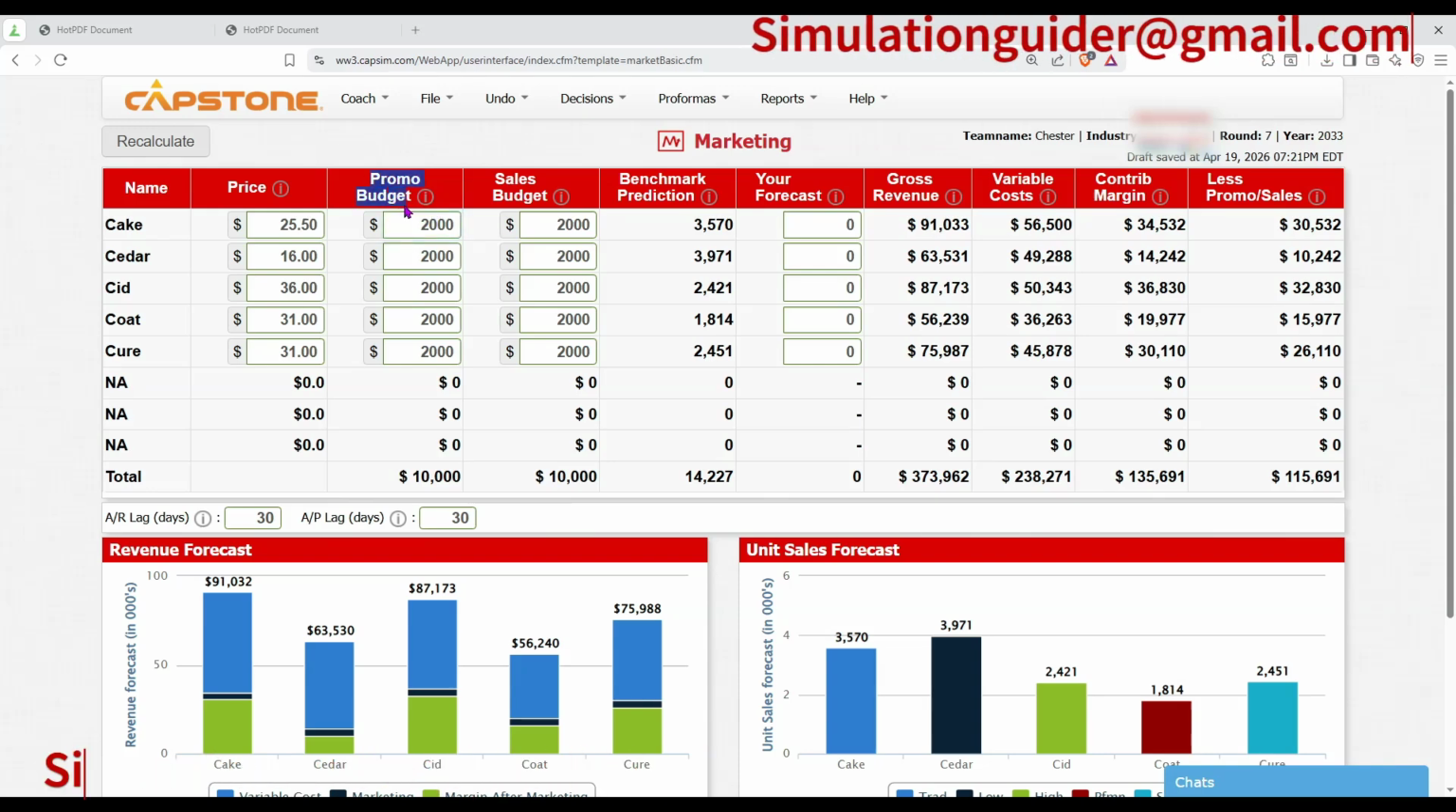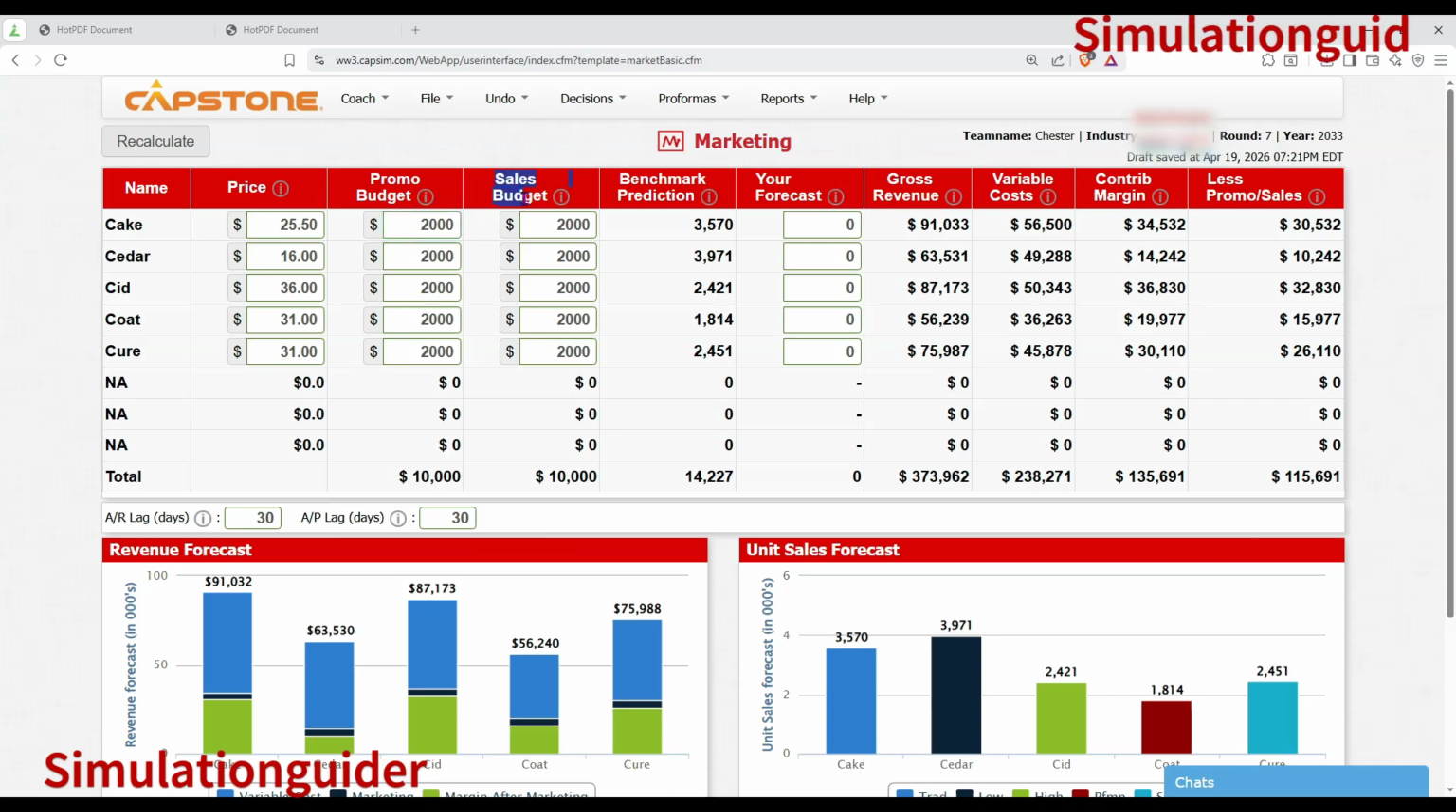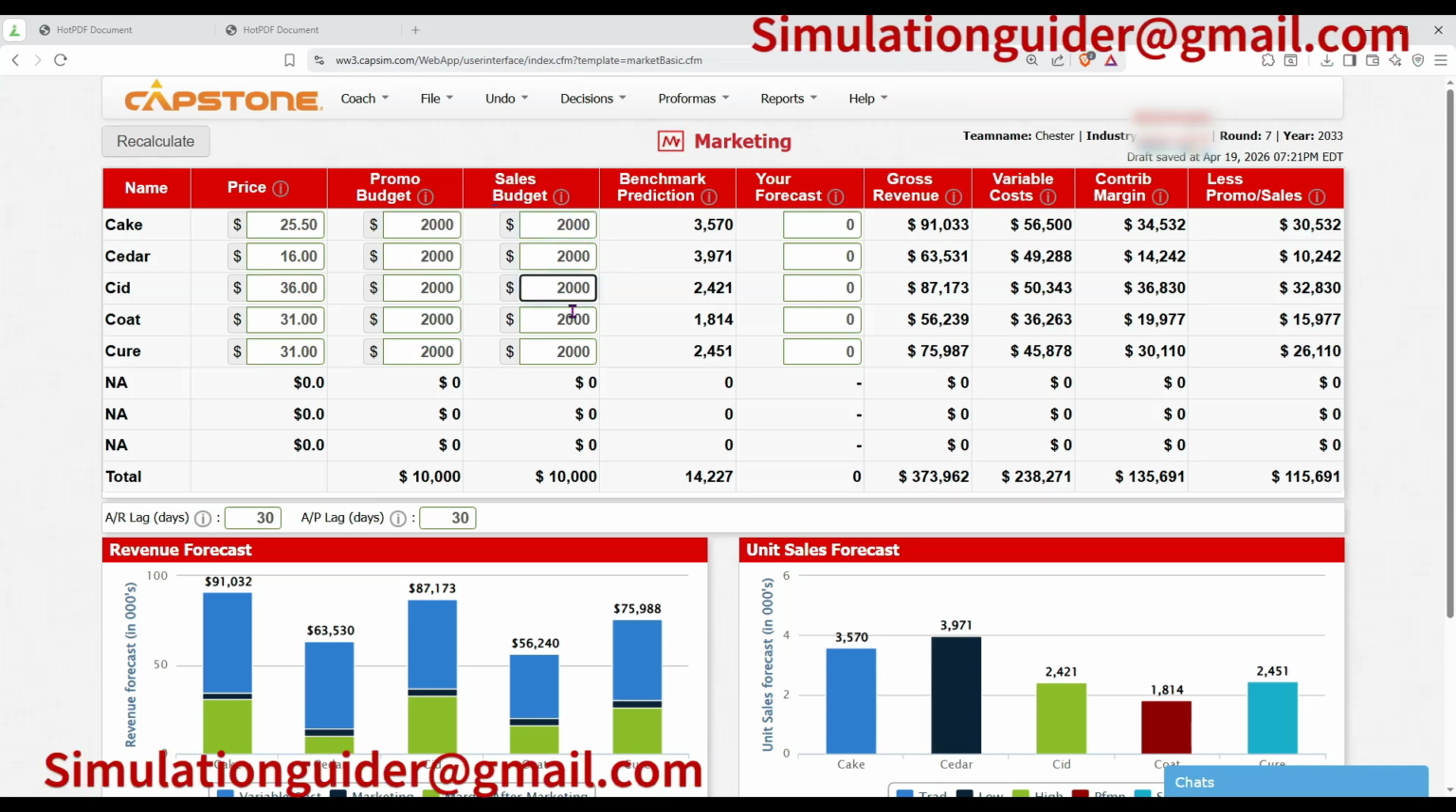So most people are not knowing about our company, so I'll just maintain it at 2000. Sales budget helps in increasing the customer accessibility, like how easy can customers access your products in the company? So at the moment also I'll just leave them at 2000 each for each and every product for the sales budget.